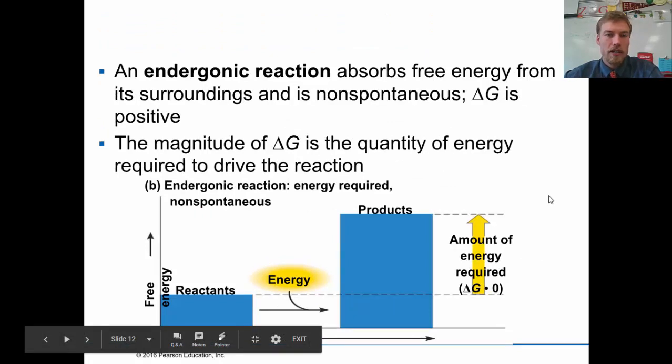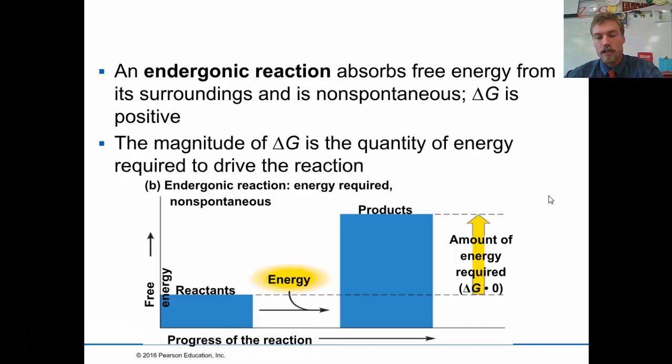An endergonic reaction is basically the opposite. We're going to be increasing the free energy of the products, and so therefore we've got to put energy in order for that to occur. That's going to be a non-spontaneous reaction because we've got to put that energy in.